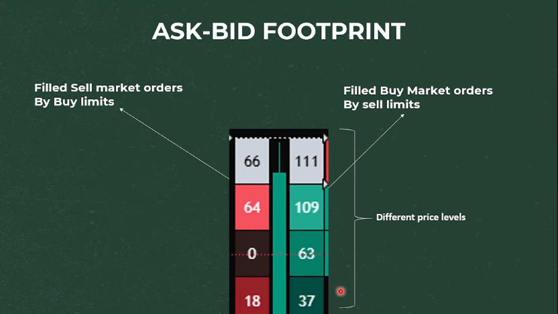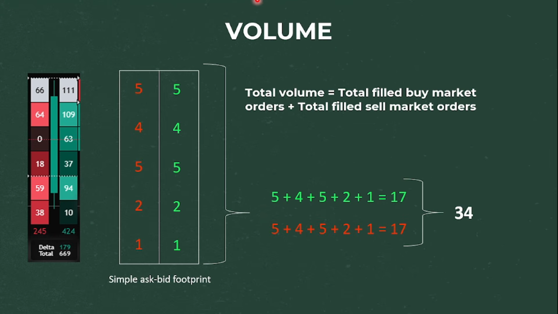And these are the different price levels. For example, this is maybe 10, 9, 8, 7. The footprint candle shows the different price levels. So let's move on to the volume footprint. We will talk about the total volume, which will be ask and bid volume separately. Let's say this is a simple Ask Bid footprint candle. I have put this one here for easier calculations. So let's find the total volume of this candle.